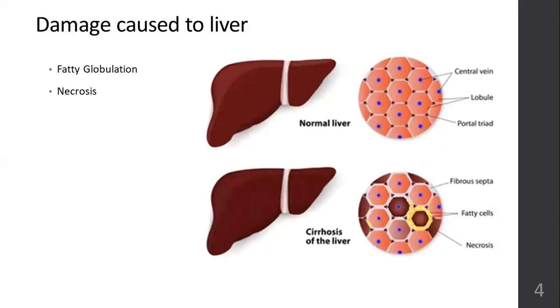Then you have necrosis. Necrosis means damage to cells, irreversible damage. Due to too much alcohol intake, the liver will undergo scarring and it will become tender. Tender means when the doctor tries to palpate, pressing the area where the liver is situated from outside the body to see if you have a swollen liver or not, it will feel swollen and enlarged from within, and you will have pain and tenderness.